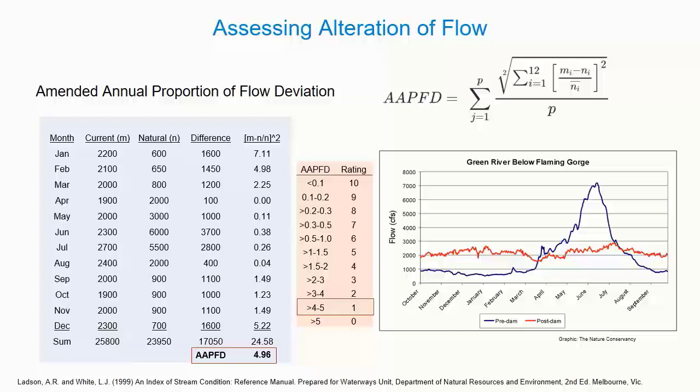The FHI tool has the AAPFD indicator built into it and will do these calculations for you if you provide the input data.